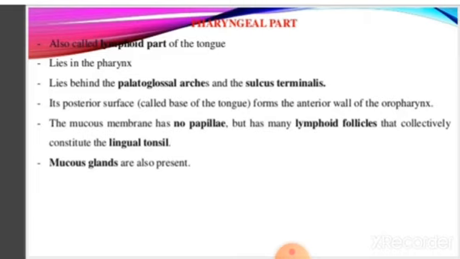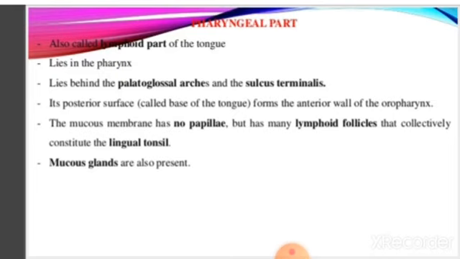Its posterior surface, called the base of the tongue, forms the anterior wall of the oropharynx. The mucous membrane has no papillae and has many lymphoid follicles that collectively constitute the lingual tonsil. Mucous glands are also present in this part.